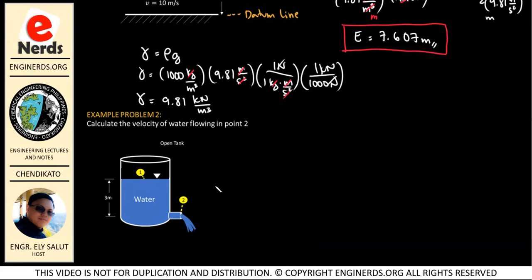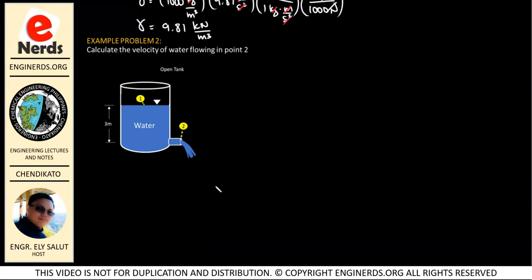Ano? Now we have our second problem here. In here, we have to calculate the velocity of water flowing at point 2. So ito yung ating point 2 and this is our point 1. And from the flow of our fluid here sa point 2, we have an elevation of 3 meters. No? So katulad nung nabanggit natin kanina, if we have a triangle right here, it means that the surface of water is exposed to the atmosphere. So that means we have an open tank container here. Okay? We also call that a free water surface.